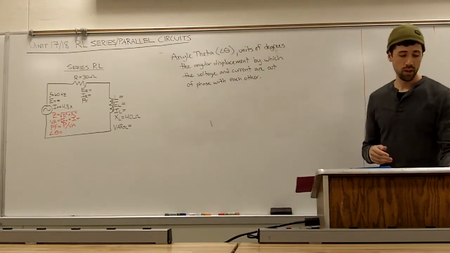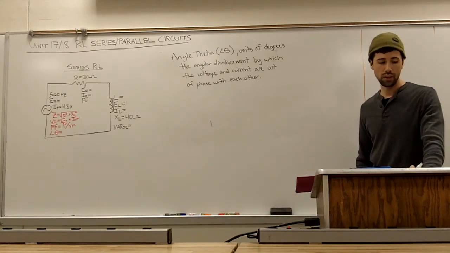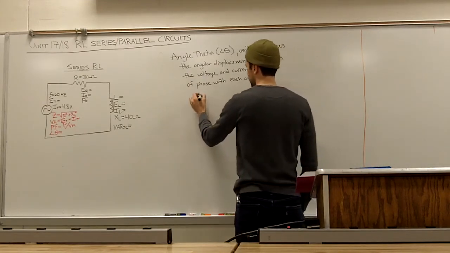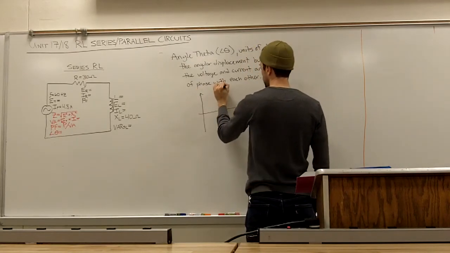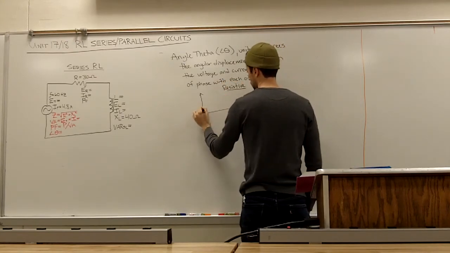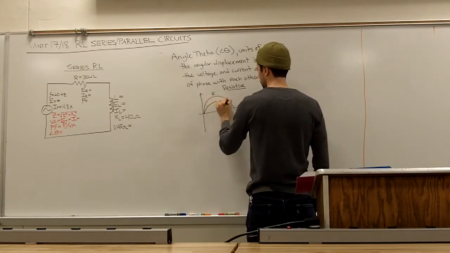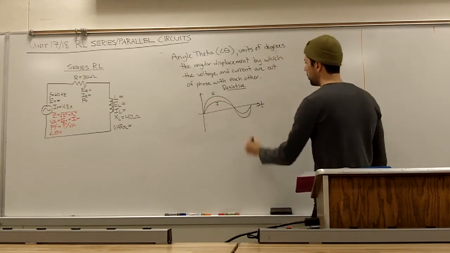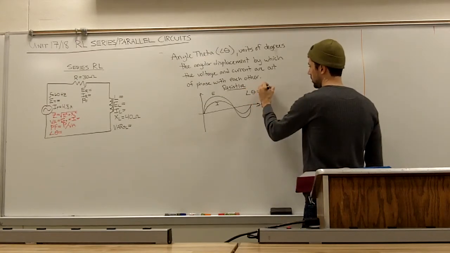Now remember that in a circuit with both resistive and inductive components, the phase difference between the voltage and current will be between 0 and 90 degrees. An easy example would be a purely resistive circuit. Here's the voltage E. Here's the current I. Angle theta of a purely resistive circuit would be 0 degrees.